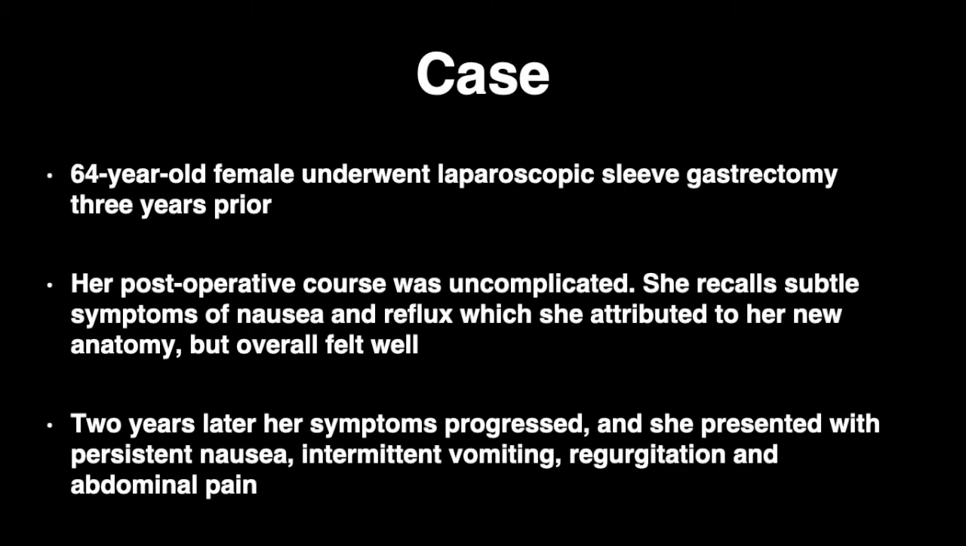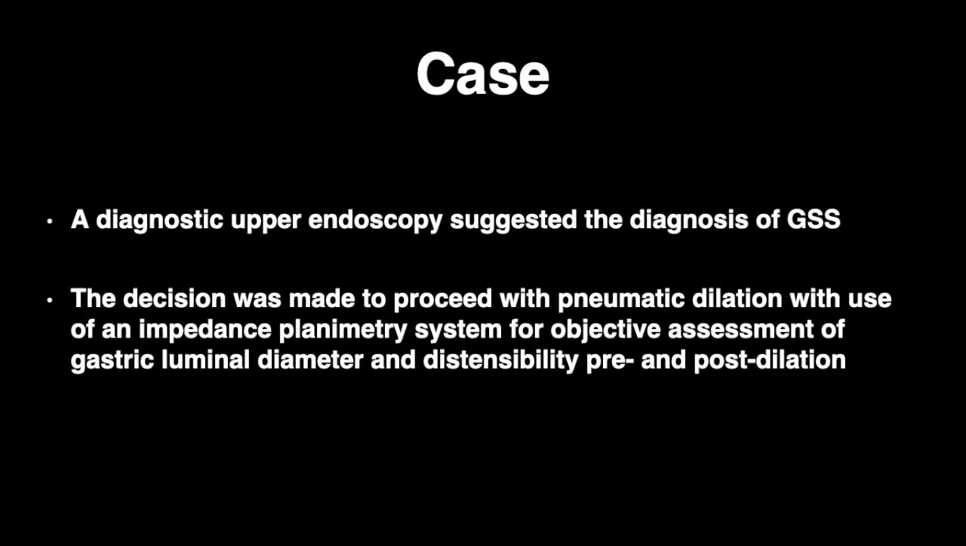In this case, we present a 64-year-old female who underwent a laparoscopic sleeve gastrectomy 3 years prior. Her postoperative course was uncomplicated. She recalls subtle symptoms of nausea and reflux, which she attributed to her new anatomy, but overall felt well. 2 years later, her symptoms progressed and she developed persistent nausea, intermittent vomiting, regurgitation, and abdominal pain. A diagnostic upper endoscopy suggested the diagnosis of GSS. The decision was made to proceed with pneumatic dilation with the use of an impedance planimetry system for objective assessment of gastric luminal diameter and distensibility pre- and post-dilation.